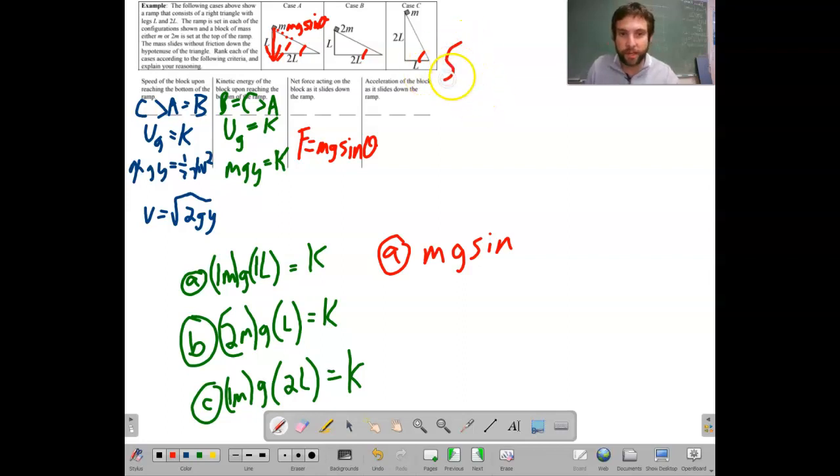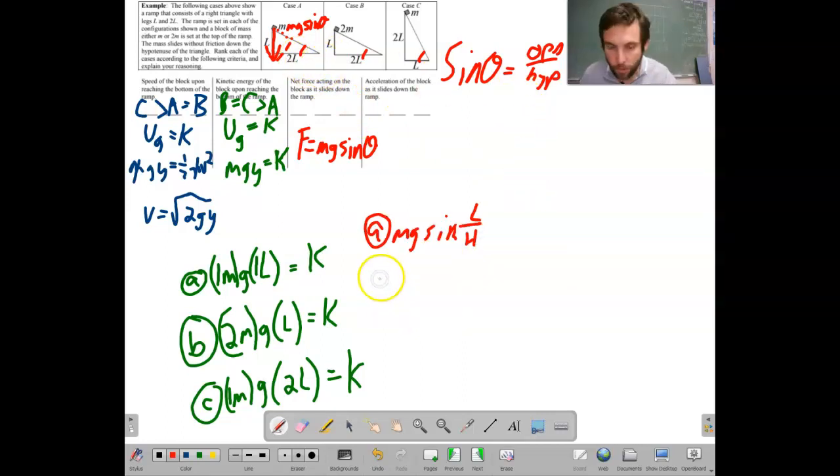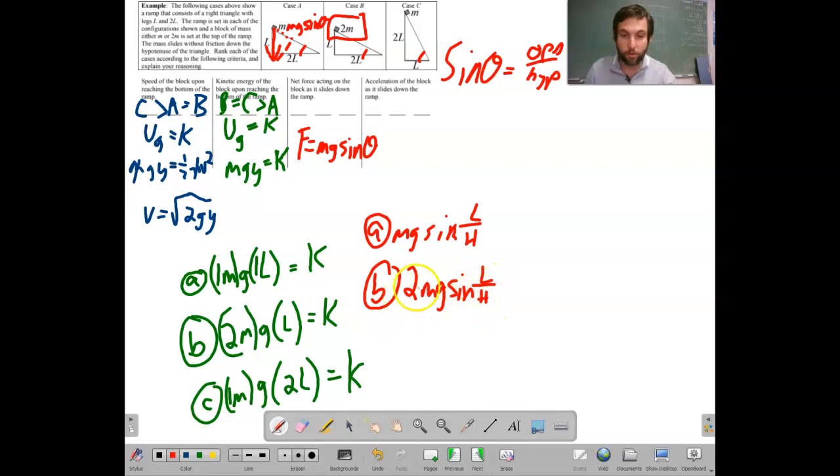Okay, so sine theta is just your opposite over your hypotenuse, right? So we're just going to say the opposite, in this case is L, over the hypotenuse, h. Okay, on to B. B is mg sine L over h, right? So these two are going to be the same. No! Be careful. It is 2mg times L over h. Oh, twice this. So B is definitely going to be greater than A. C is going to be mg times 2L over h.